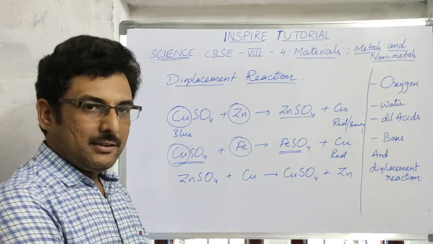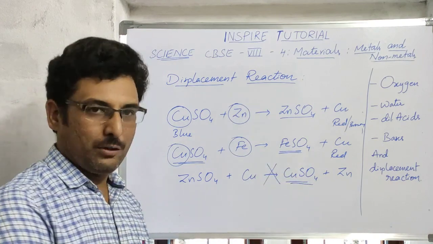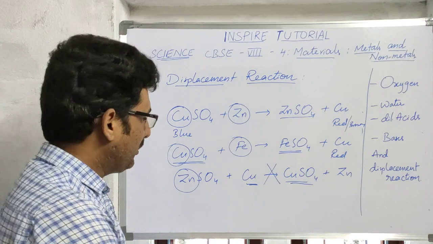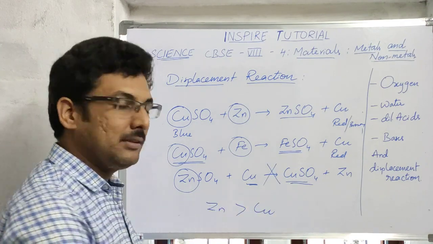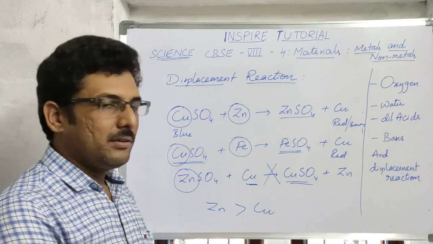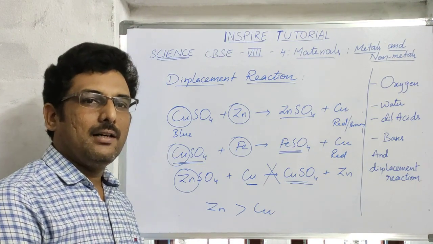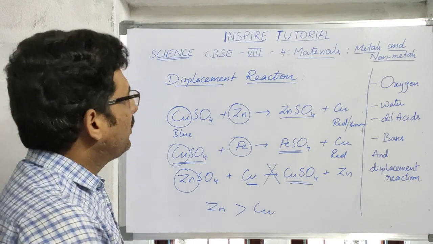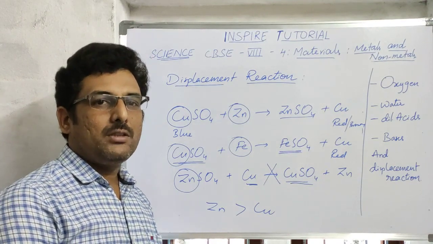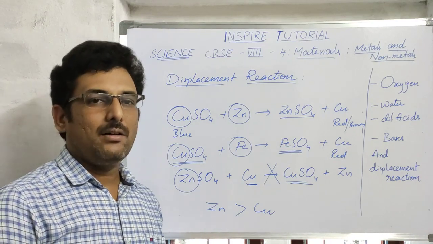And when you take zinc sulfate and add copper, you cannot get copper sulfate. This reaction is not possible. The copper cannot displace zinc from its compound because zinc is more reactive than copper. Zinc can replace copper, but copper cannot replace zinc. So that is based on the reactivity of the metals. The metal which is more reactive can replace a less reactive metal from its compound. This is called a displacement reaction. A displacement reaction is the reaction in which a more reactive metal displaces another, less reactive metal from its compound.